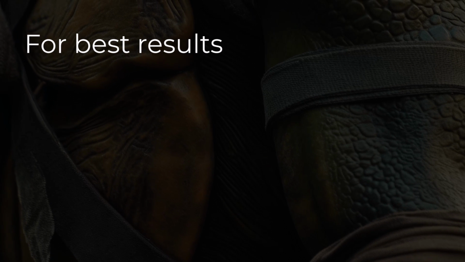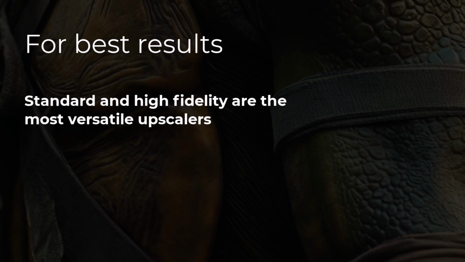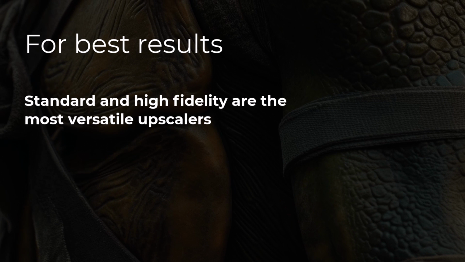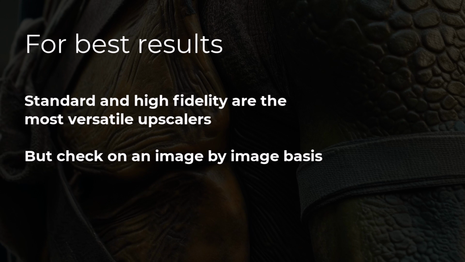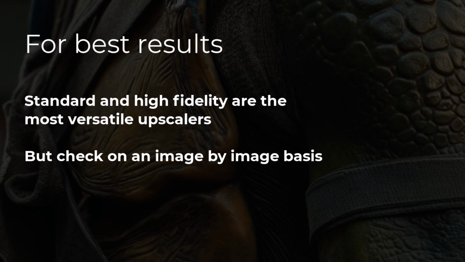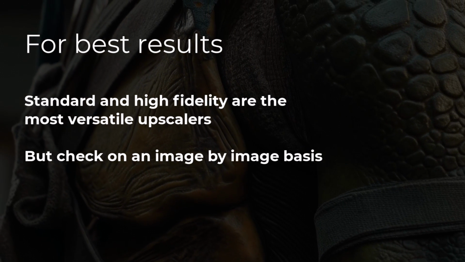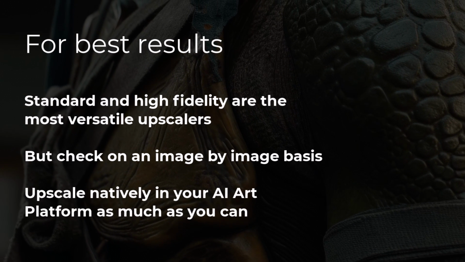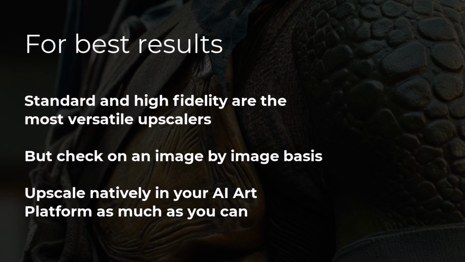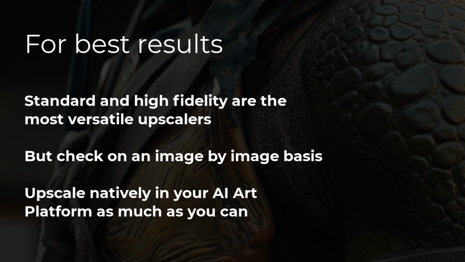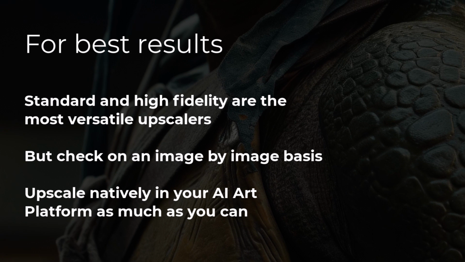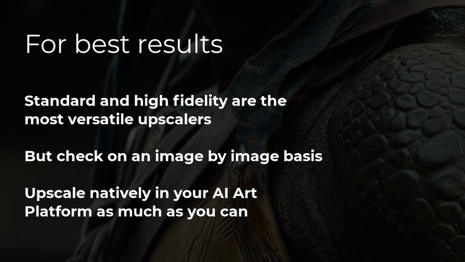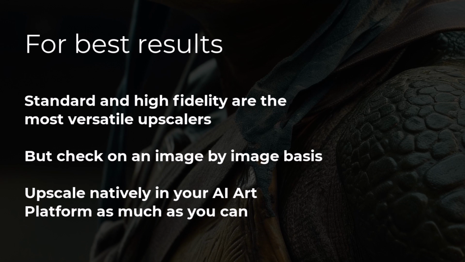So in order to get the best results, I have some tips for you. For one, standard and high fidelity are going to be the most versatile upscalers, but still check each image on an image-by-image basis and try the different upscalers if you're really looking to get the most out of your images. But also, try to upscale natively in your AI art platform as much as you can. So this means if you're in Leonardo AI, you want to use your Alchemy upscalers, you want to possibly even use the universal upscaler before coming into Topaz. And if you're in Midjourney, use a creative or subtle upscale to squeeze as much out of that image.